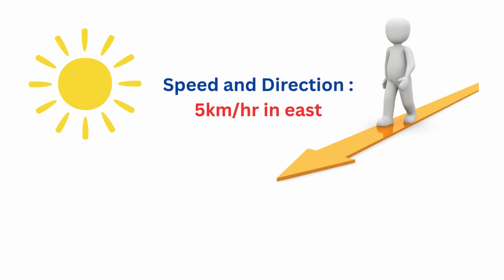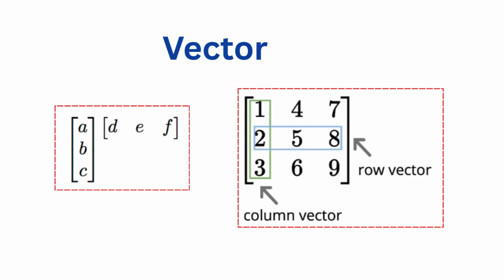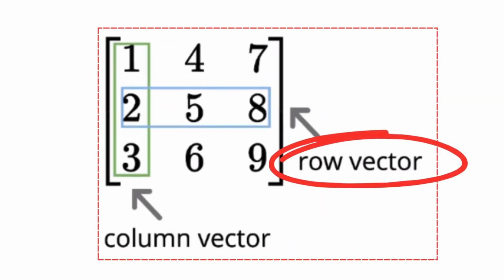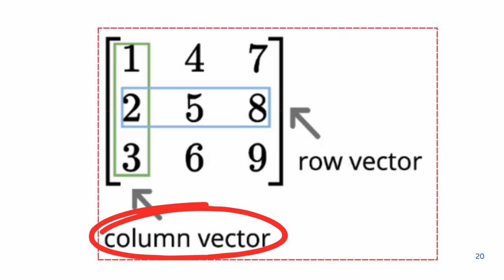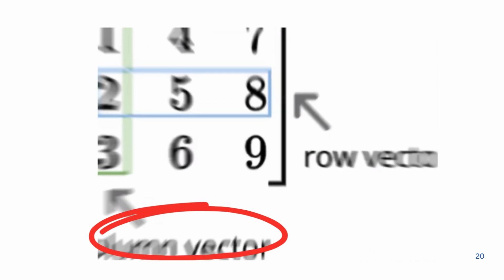Okay, in mathematics, we basically represent a vector within square brackets, or you can say it is a group of scalars. So when you have multiple rows, you call it a row vector. When you have multiple columns, you call it a column vector. But basically, it is just a single dimensional array.